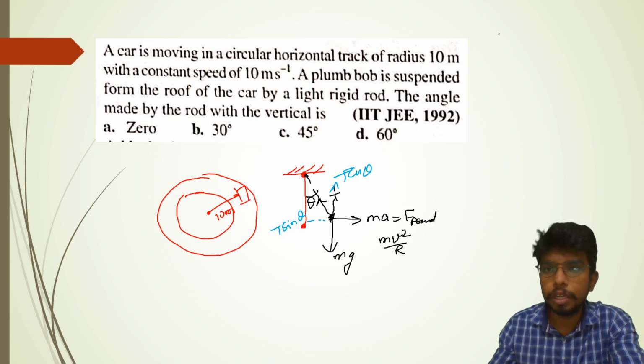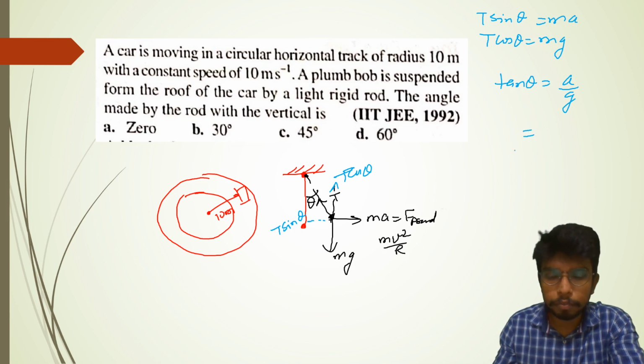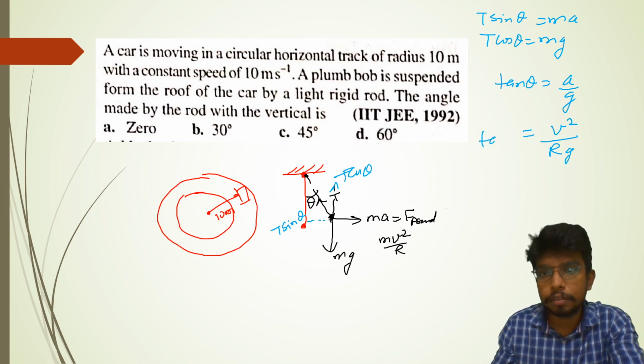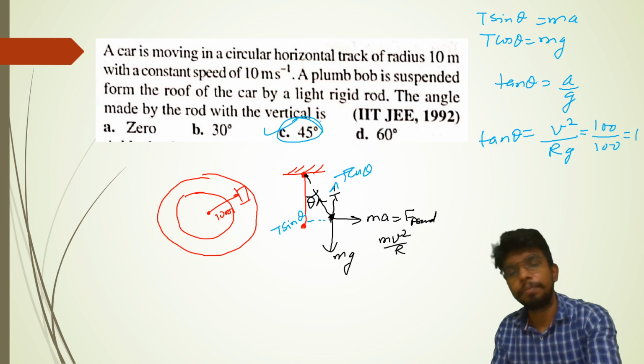So if we solve it, T cos theta balances mg, and T sin theta balances ma. If I divide both of these, I get tan theta equals a by g. And what exactly is a? It is v square by r, that is the centrifugal acceleration. So tan theta equals v square by r into g. The velocity given to me is 10 meters per second, so v square is 100. Radius is 10, g I'm considering 10, so effectively it will come out as 100 by 100. Tan theta comes out to be 1, which implies that theta is 45 degrees. Perfect.